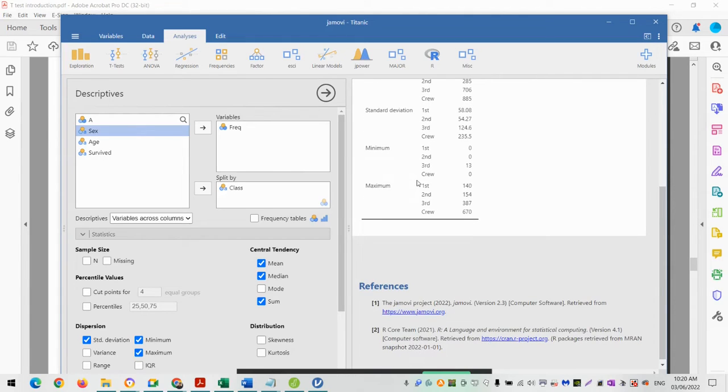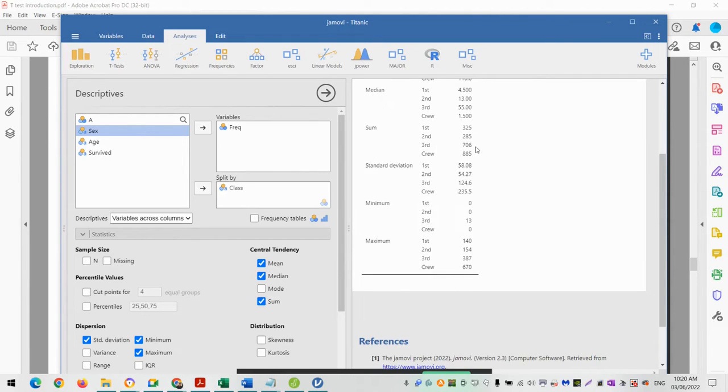And it appears here sa ating table where we have 325 na first class passengers, 285 na second class passengers, 706 na third class passengers, and 885 na crew. And ang question is kung equally represented ba yung mga members ng economic classes doon sa Titanic ship.